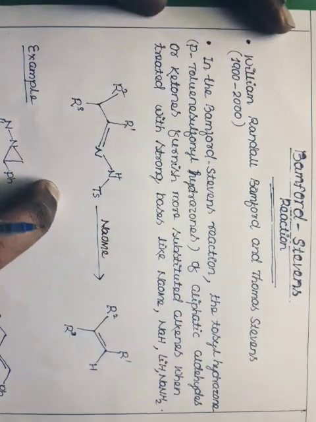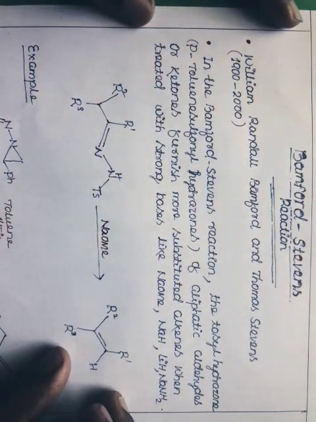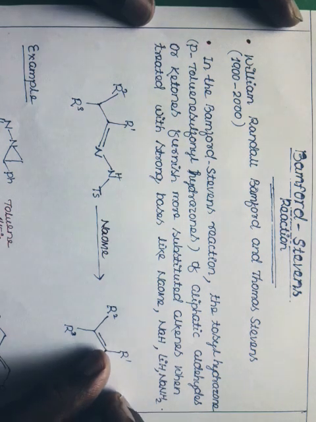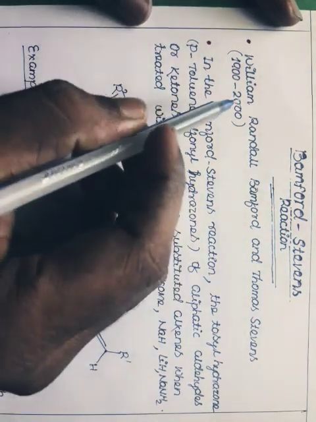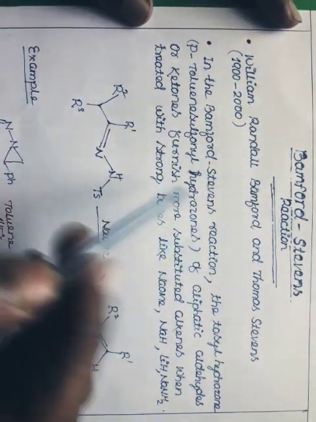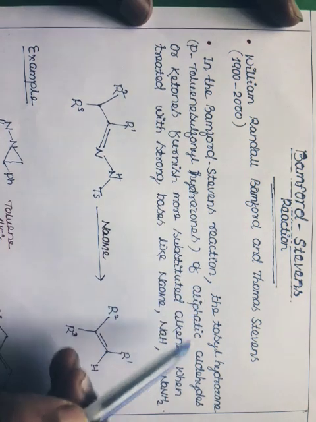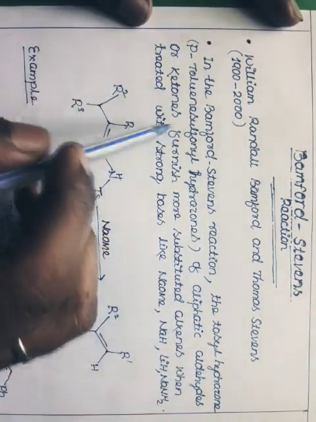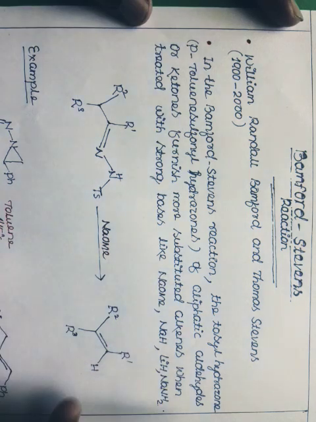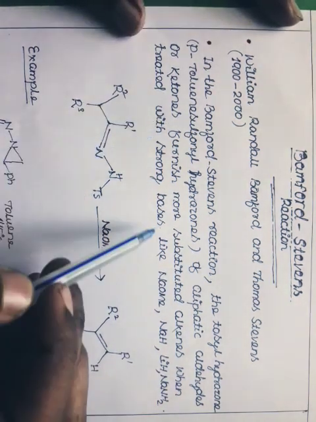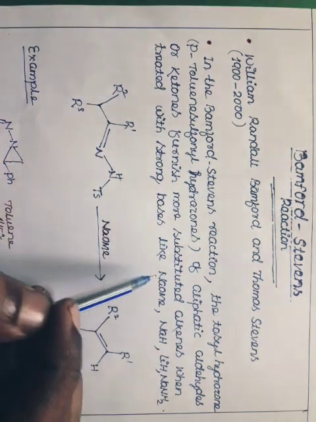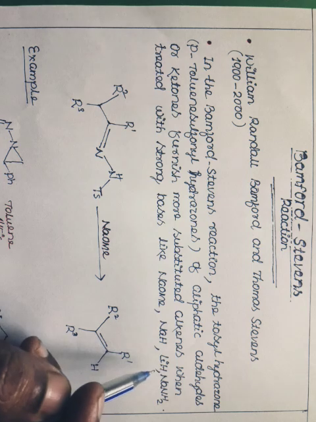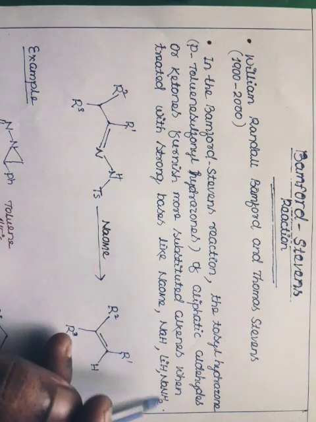Today I am going to discuss an organic name reaction. This Bamford-Stevens reaction was first proposed by two scientists, William Randall Bamford and Thomas Stevens, in 1900 to 2000. According to them, the tosylhydrazone or p-toluenesulfonyl hydrazone of aliphatic aldehydes or ketones furnishes more substituted alkenes when treated with strong bases like sodium ethoxide, sodium hydride, lithium hydride or sodium amide.